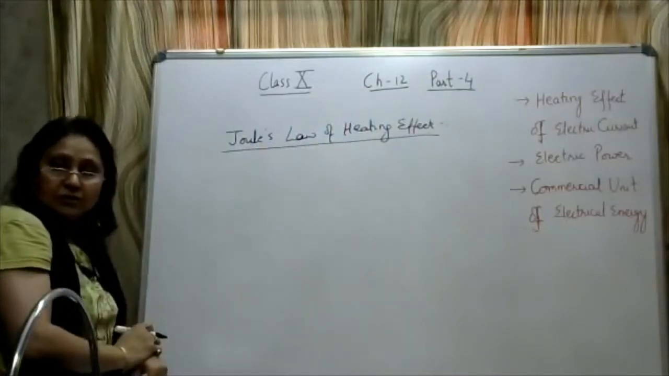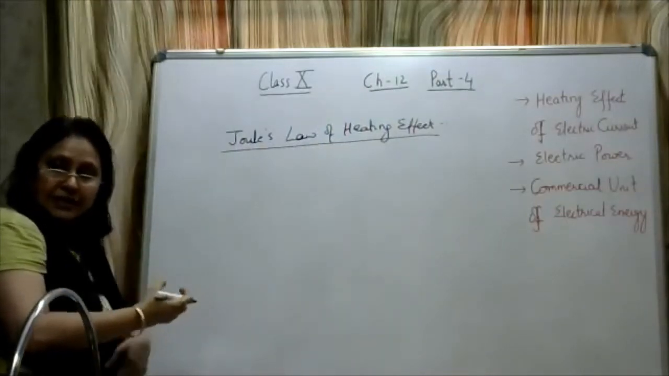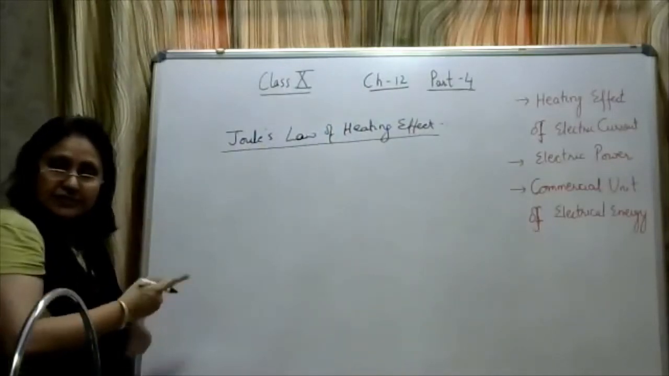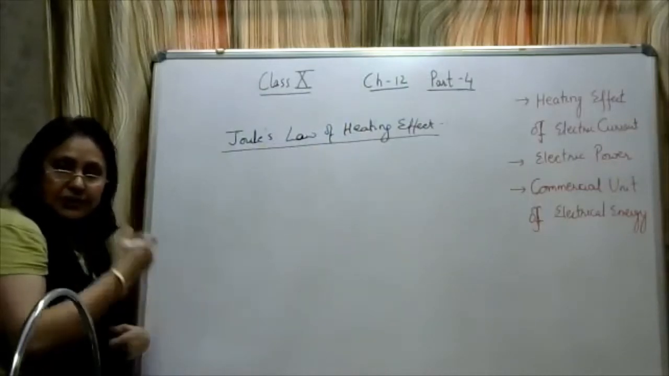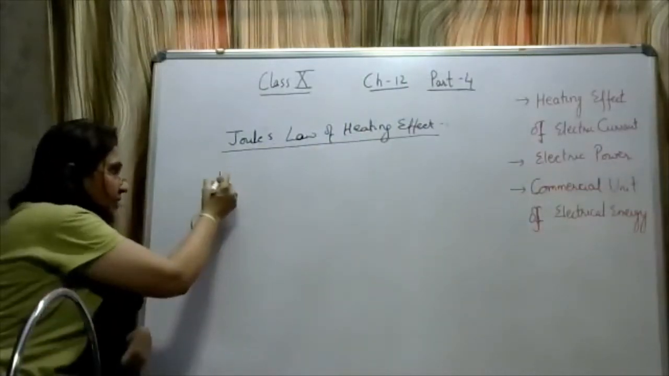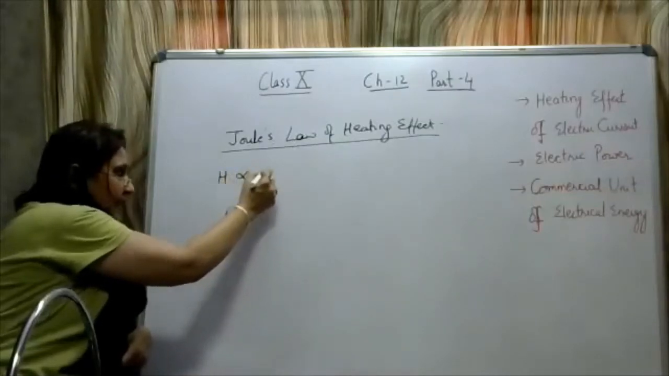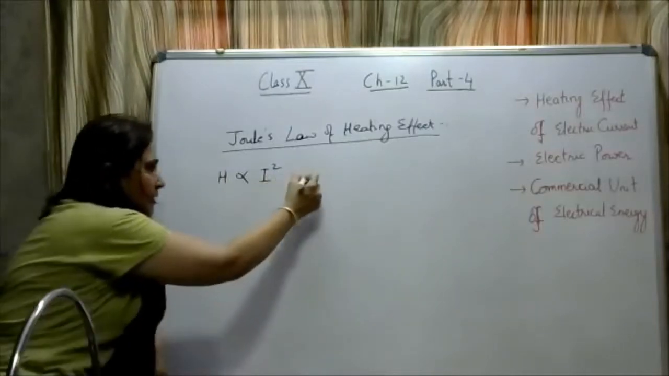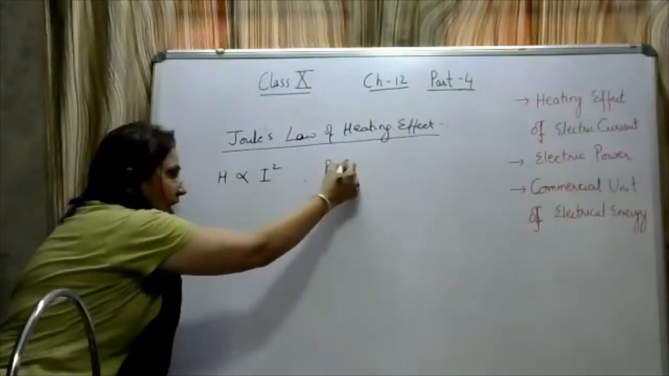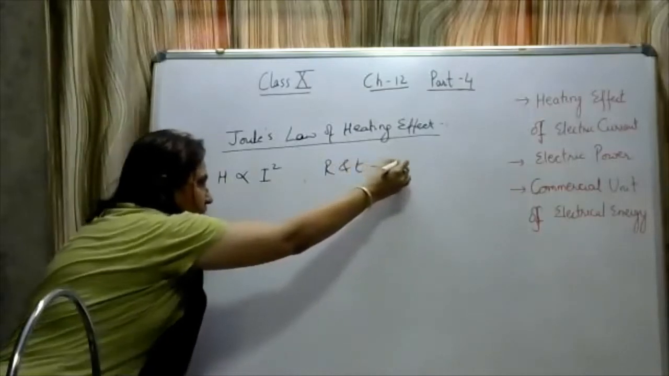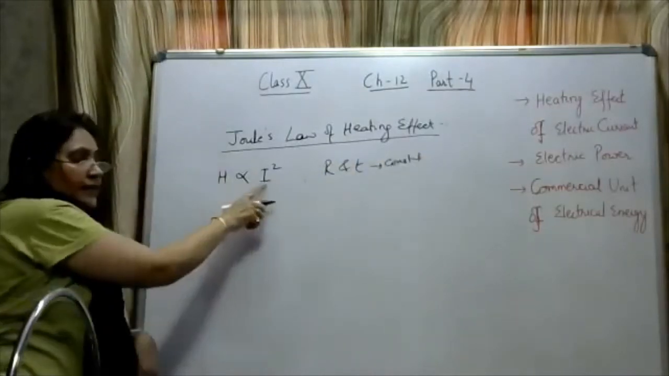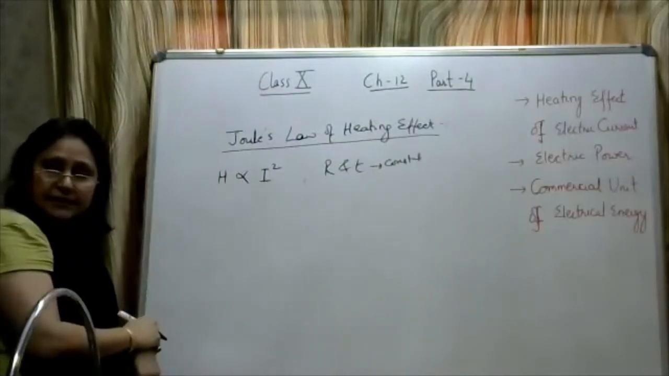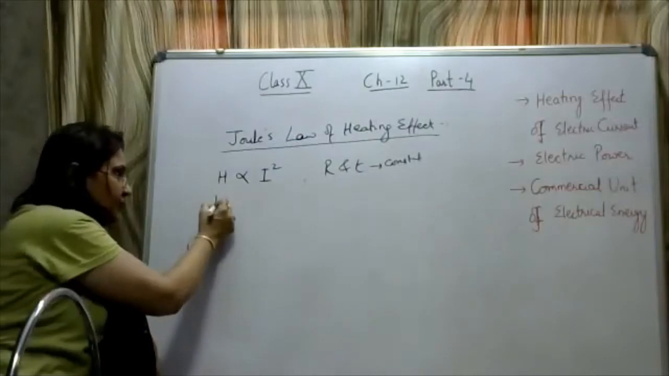According to Joule, whenever a current passes through any conductor having a resistance R, the electrical work done is equal to the heat energy produced. This heat energy produced is directly proportional to the square of the current, provided the resistance and the time for which it is flowing are constant.